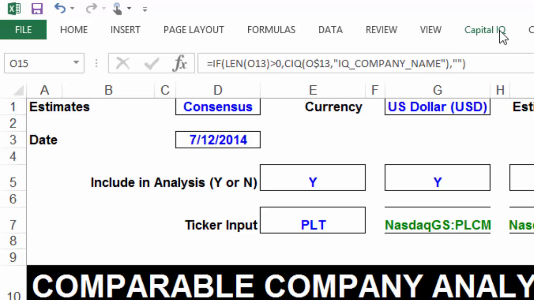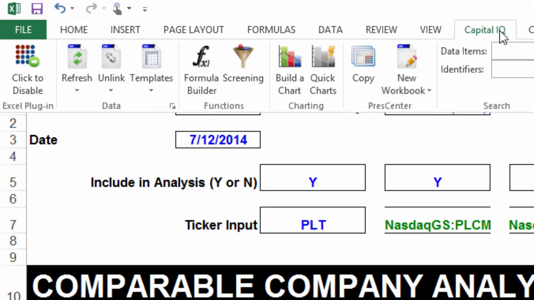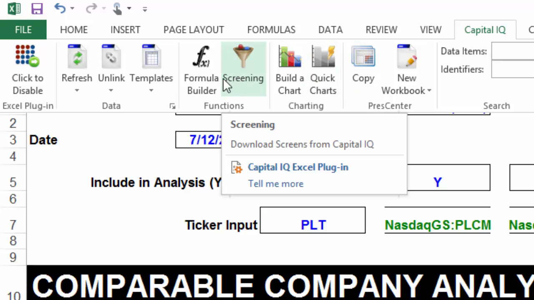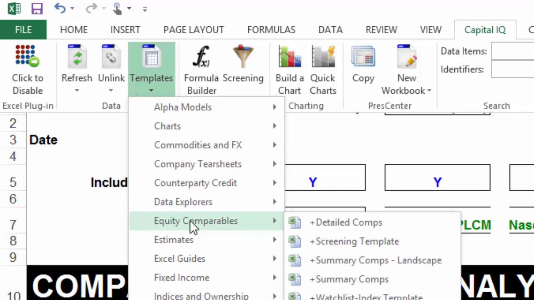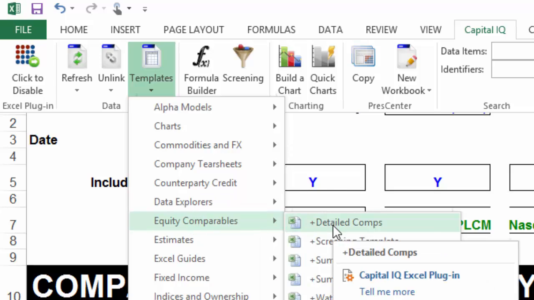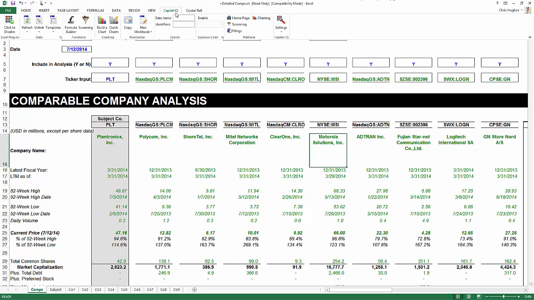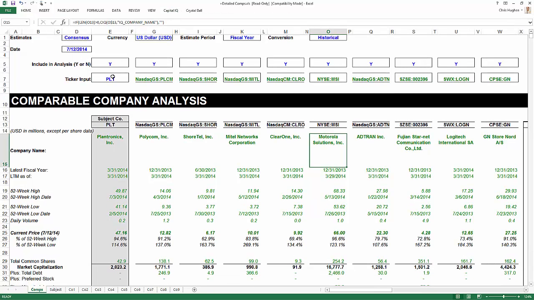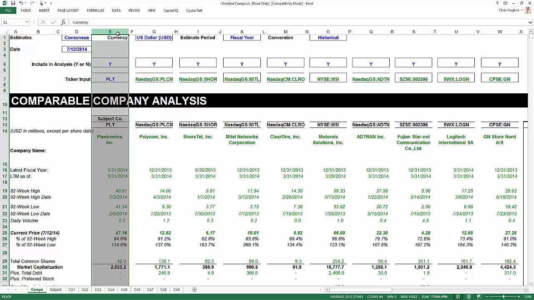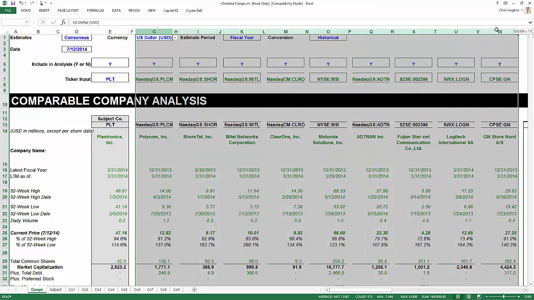What I've done here is I've opened up Excel, and I've used the Capital IQ Excel plugin to download a template. That template is this detailed comps under the equity comparable. So I've already got it running. It's downloaded data for Plantronics with the symbol PLT. All this information on Plantronics is in column E, and it's identified some comparable firms in columns G through W.